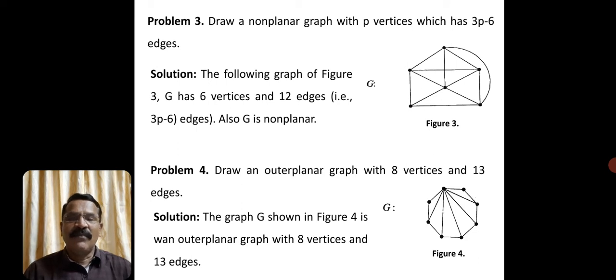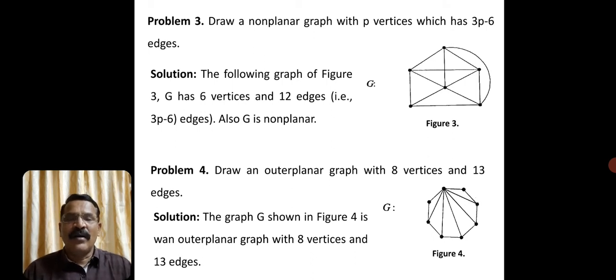So the following graph of figure 3 has 6 vertices and 12 edges, that is 3p minus 6, which I have given as one counter example for this. Okay, in general, draw a non-planar graph with p vertices which has 3p minus 6 edges. So generally how to draw? Consider in particular p is so and so, or you can say by one of the results, if G is a planar graph with p vertices, then the number of edges is always less than or equal to 3p minus 6. That would be the solution.